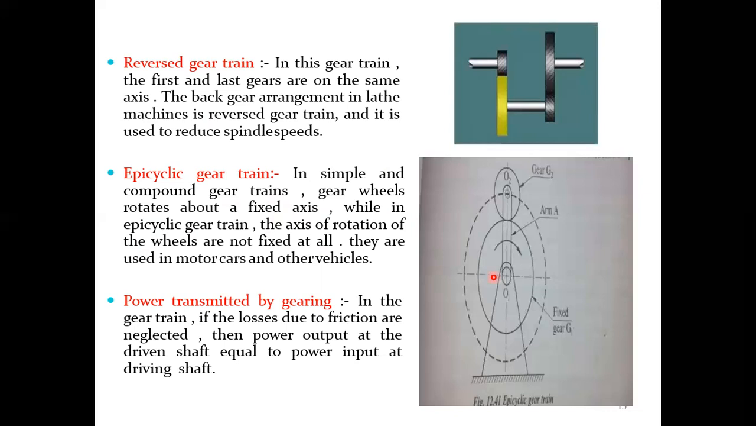Power transmitted by gearing. In a gear train, if the losses due to friction are neglected, the power output at the driven shaft is equal to the power input at the drive shaft. That is the power transmitted by the gears.